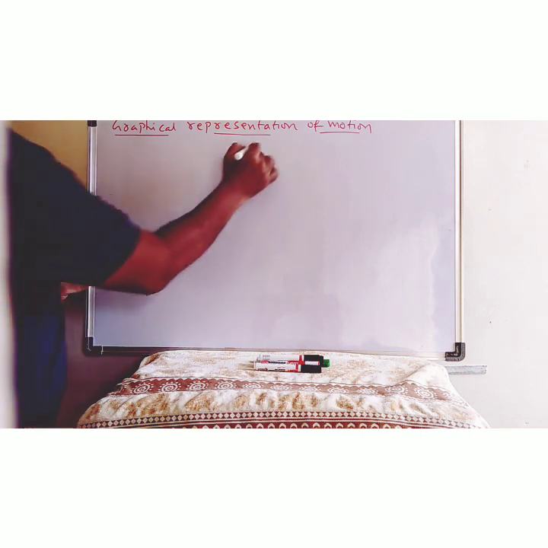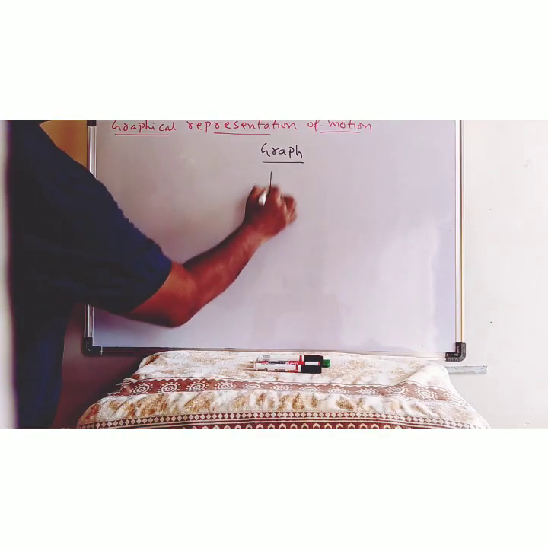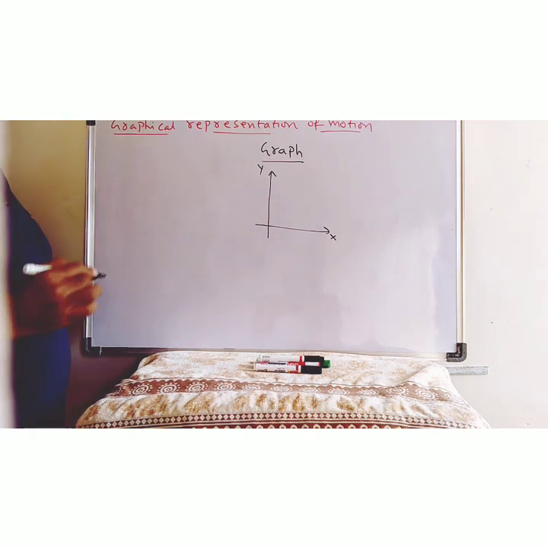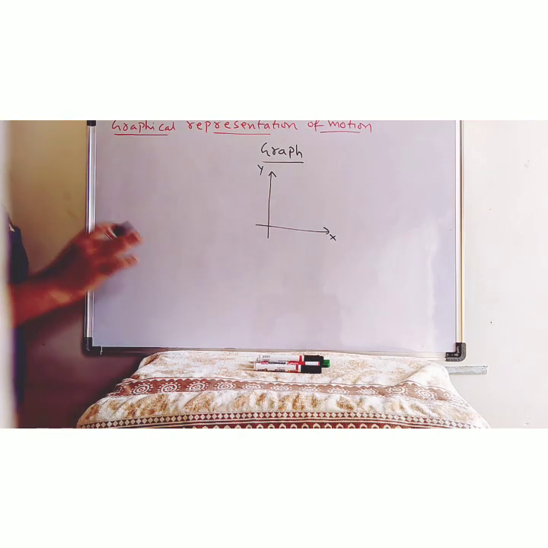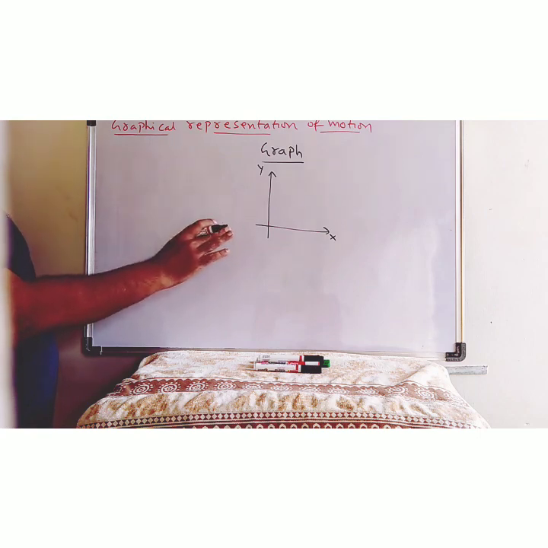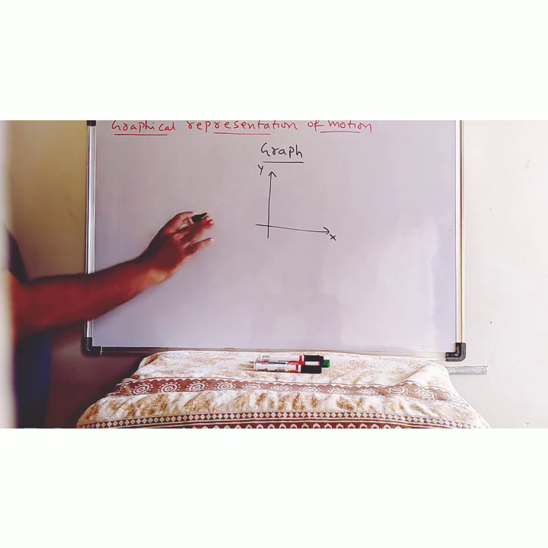See carefully, a graph is nothing but a two-dimensional graph. It's nothing but having an x-axis and a y-axis. Okay, and here, in the last classes we discussed displacement, velocity and acceleration. The displacement, velocity and acceleration, all these things are changing with respect to time.